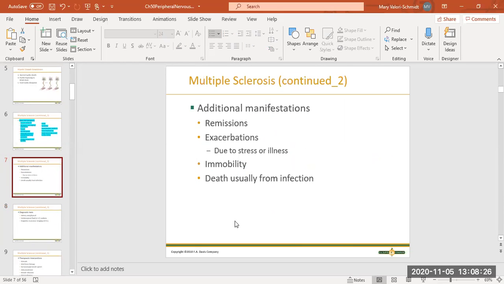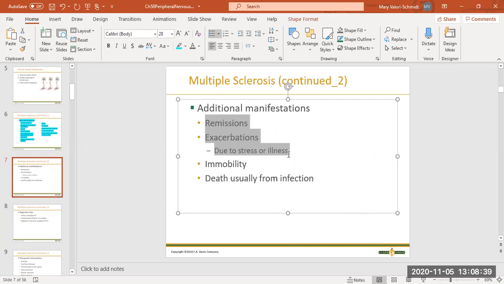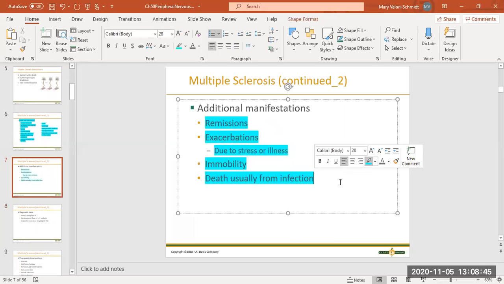So other manifestations, MS is weird in that it will wax and wane, which means it will have remissions where they're not having any symptoms for a while. And they're like, wow, this is great. But then they will have exacerbations where they will not even be able to walk sometimes, right? And usually when they have exacerbations, it has to do with highly stressful events or illness unrelated to the MS, like they get the flu, right? Or something like that. And that will cause them to go into an exacerbation of the MS. And immobility, you know, the inability to move.